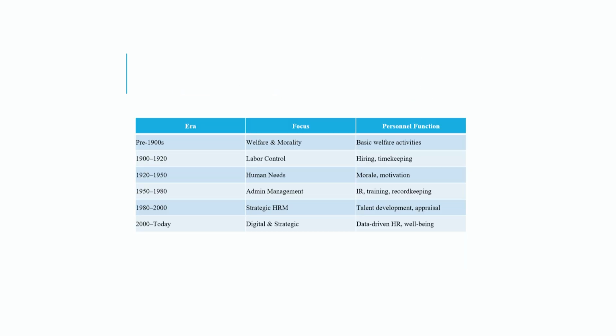So this is the description of personnel functions we have already discussed. You can quickly have a glance at the various focused personnel functions.